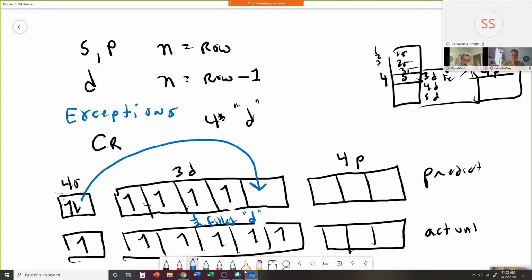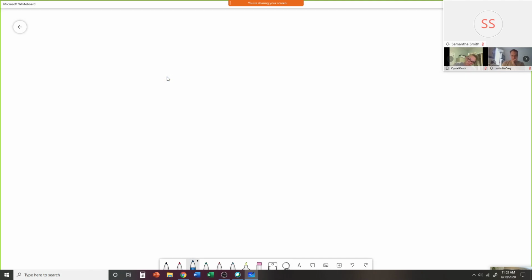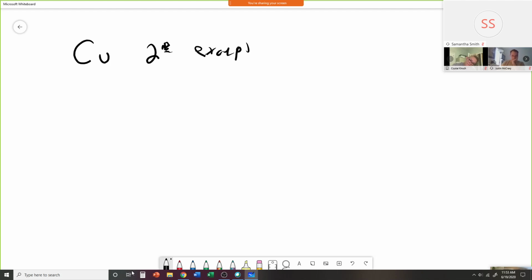So chromium is exception number 1. All right, now I'm about out of time here, and I'm going to show you exception number 2. There's 2 important ones. Chromium is the first one, and it's because half-filled D shells are more stable. Actually, that's not the case, but that's what we're going to say. All right? Here's your second exception. We are going to have to continue on Monday, but here's your second exception. Copper is your second exception, chromium being your first, which we just did.